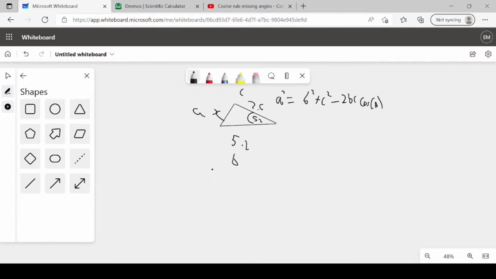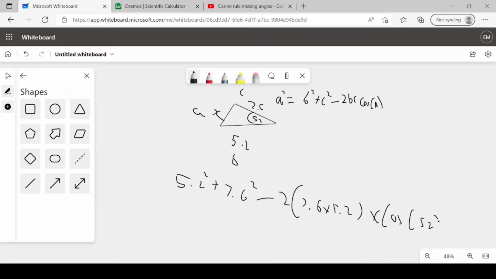Okay, so let's write out our equation first. Let's just substitute in the numbers. 5.2 squared plus 7.6 squared minus 2 lots of 7.6 multiplied by 5.2, and then we know that that times the cosine of 52 is equal to a squared.